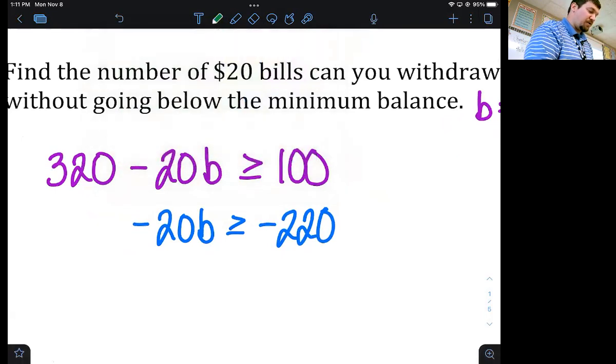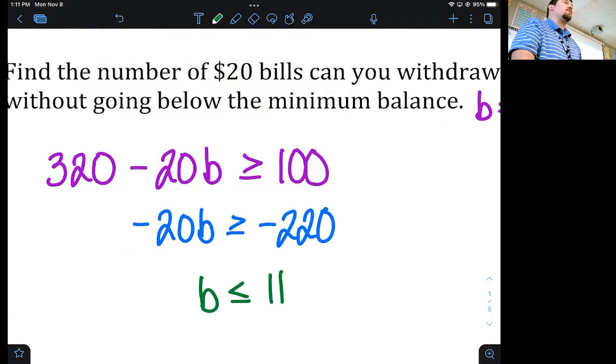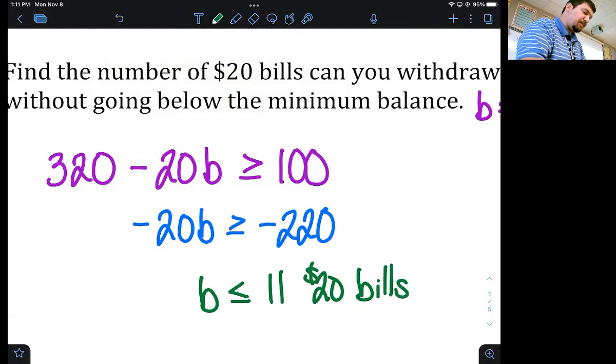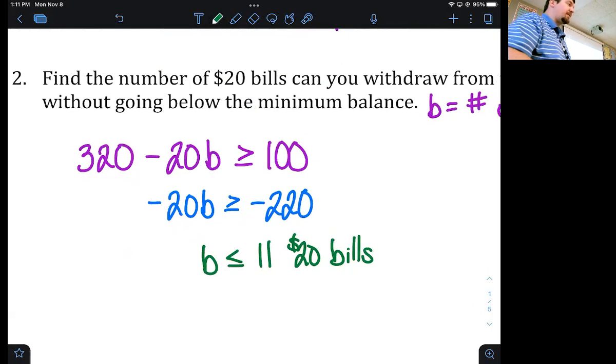Correct. So Martin, when you divide by negative 20, B is now less than or equal to 11. So I'll still be okay. My account balance will not go below the minimum as long as the number of bills I take out is less than or equal to 11 $20 bills. If I take a 12th $20 bill out, I'm going to get an error message because I just went below my balance.